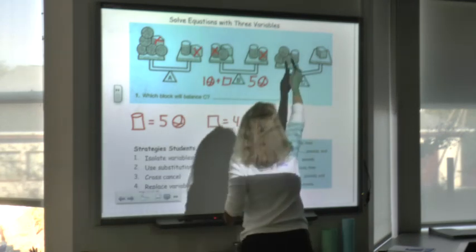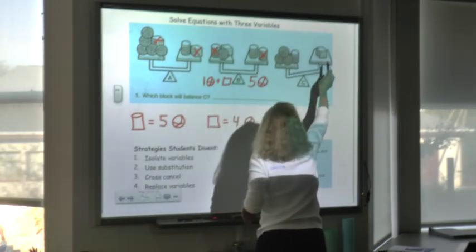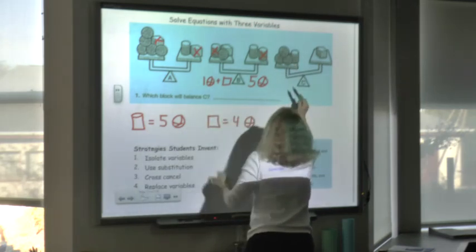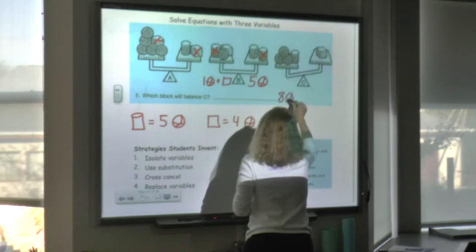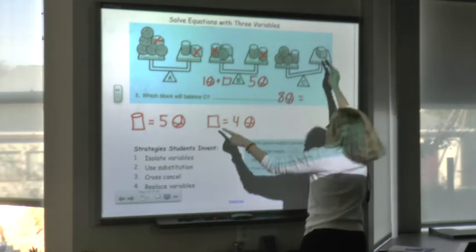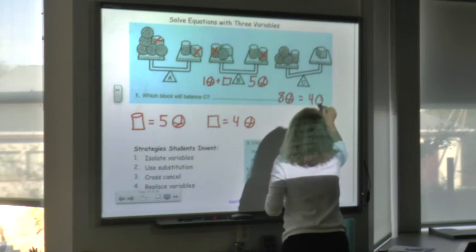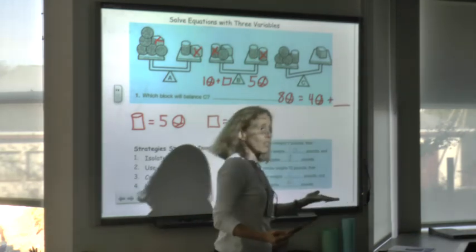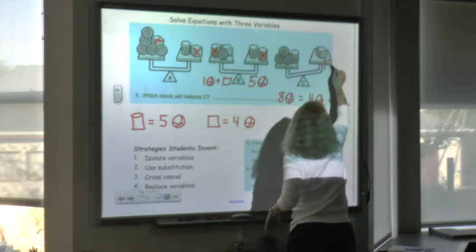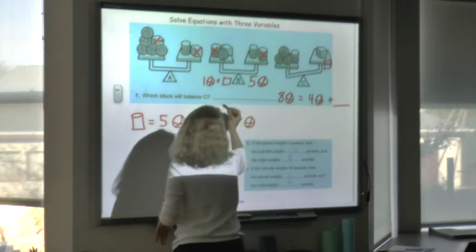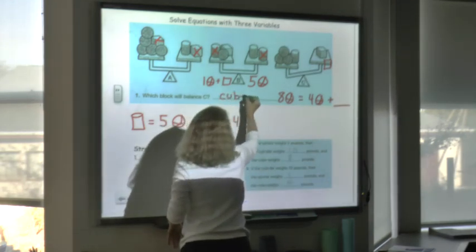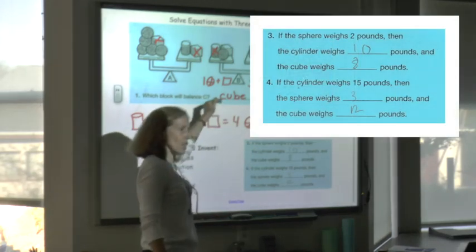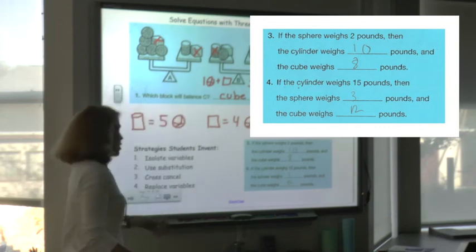So let's see. 3 spheres and a cylinder equal a cube. Let's put it all in spheres. 3 spheres plus a cylinder is 5 spheres, so that's going to be 8 spheres, equals a cube. And we know a cube is 4 spheres, so I have to add another 4 spheres. So I'm going to put a cube over here to balance it. So which block will balance C? A singular cube. Once I do that, now I can extend and give numeric relations to each of the objects and figure out the next set of problems.